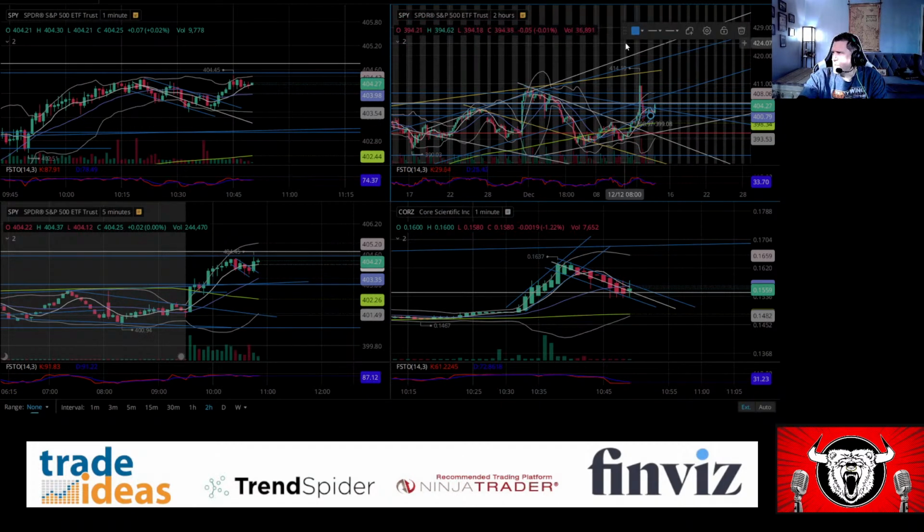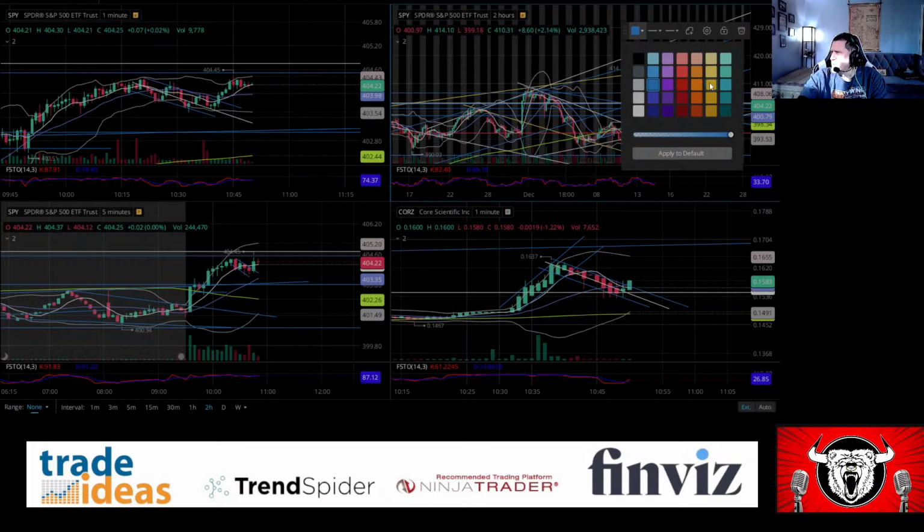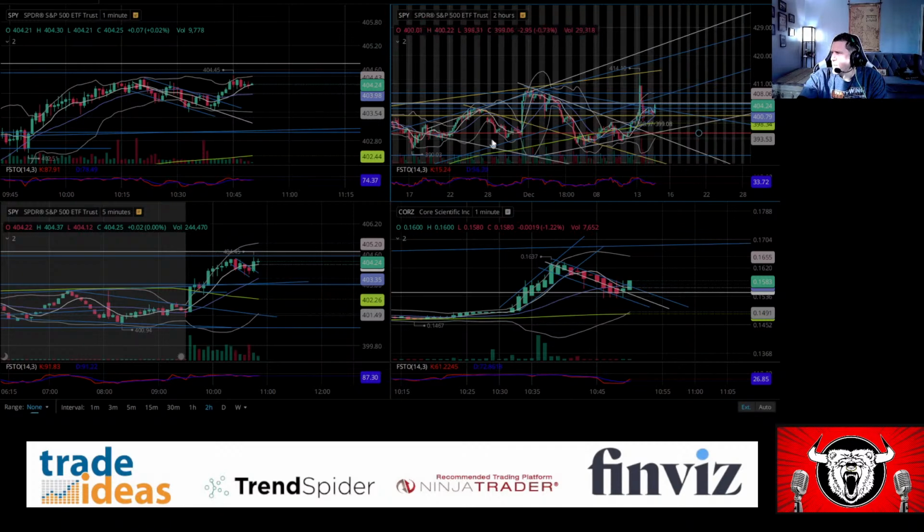I should probably paint this one yellow. Let me mark it first. There we go. Let's see if I picked the right line. There it is. We're consolidating on that. After that fake breakout, if we can't break the resistance zone here at 404.50, we know it's very likely to run bearish.